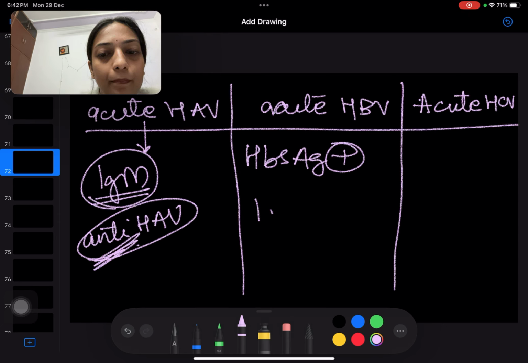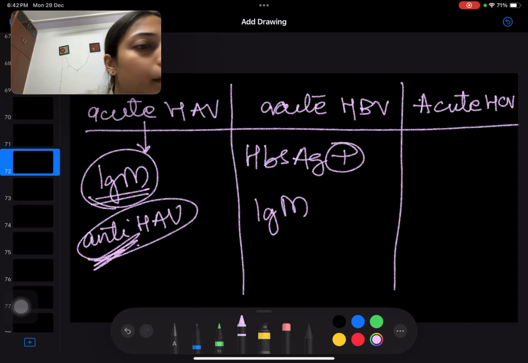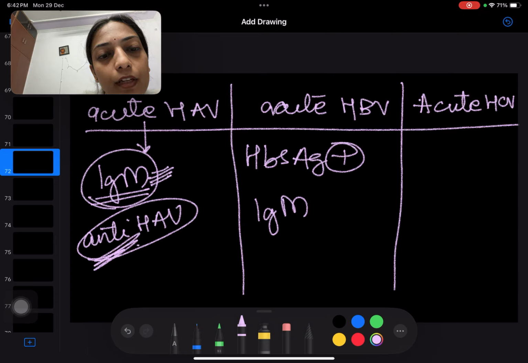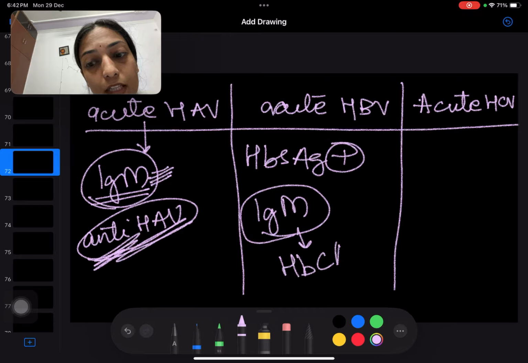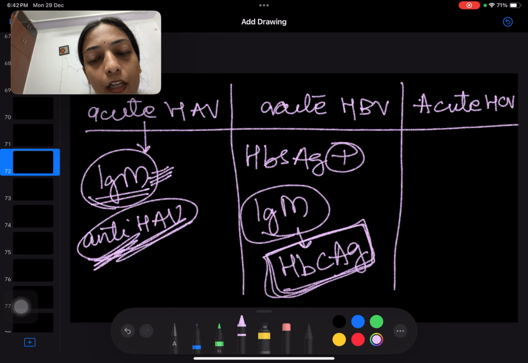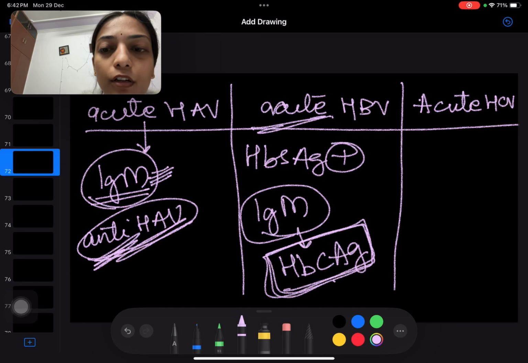IgM. Here the IgM is anti-HAV. But for IgM in hepatitis B virus, it has to be against the core antigen, which is HBcAg, right? So if IgM antibodies are formed against this, then also we will call it acute hepatitis B virus, right?